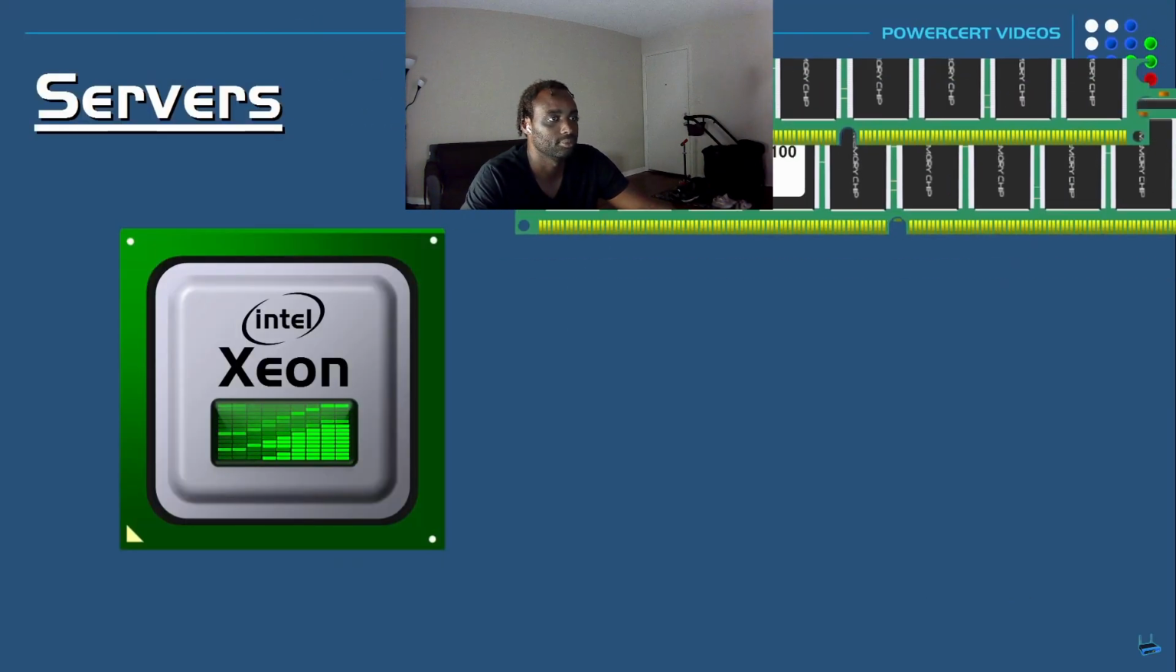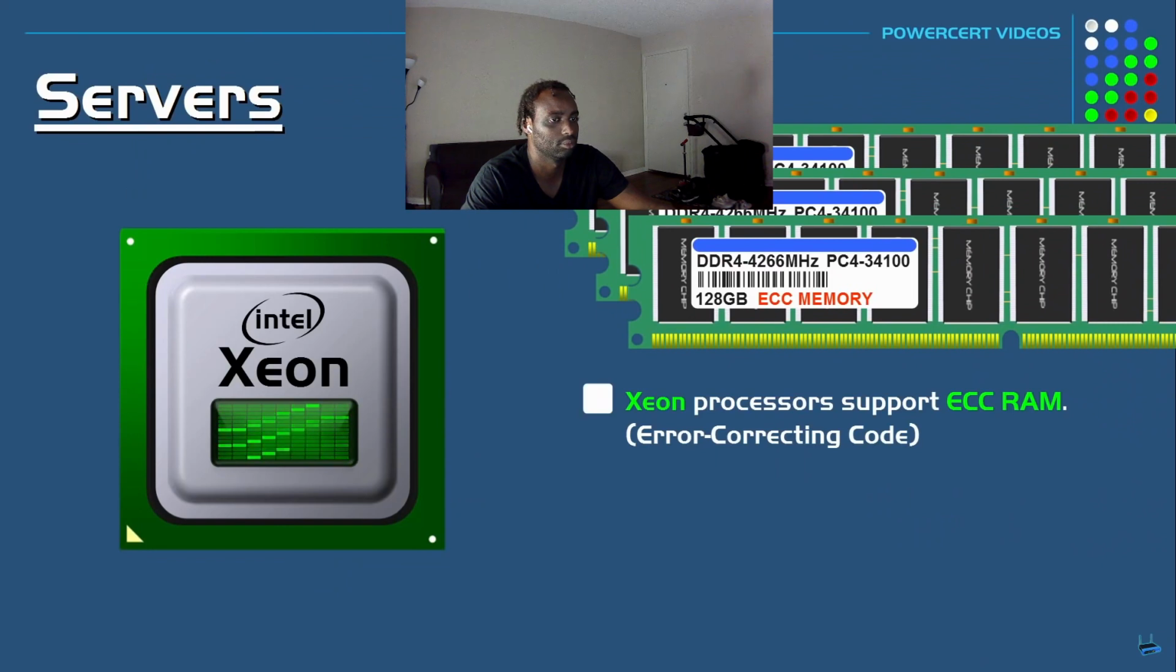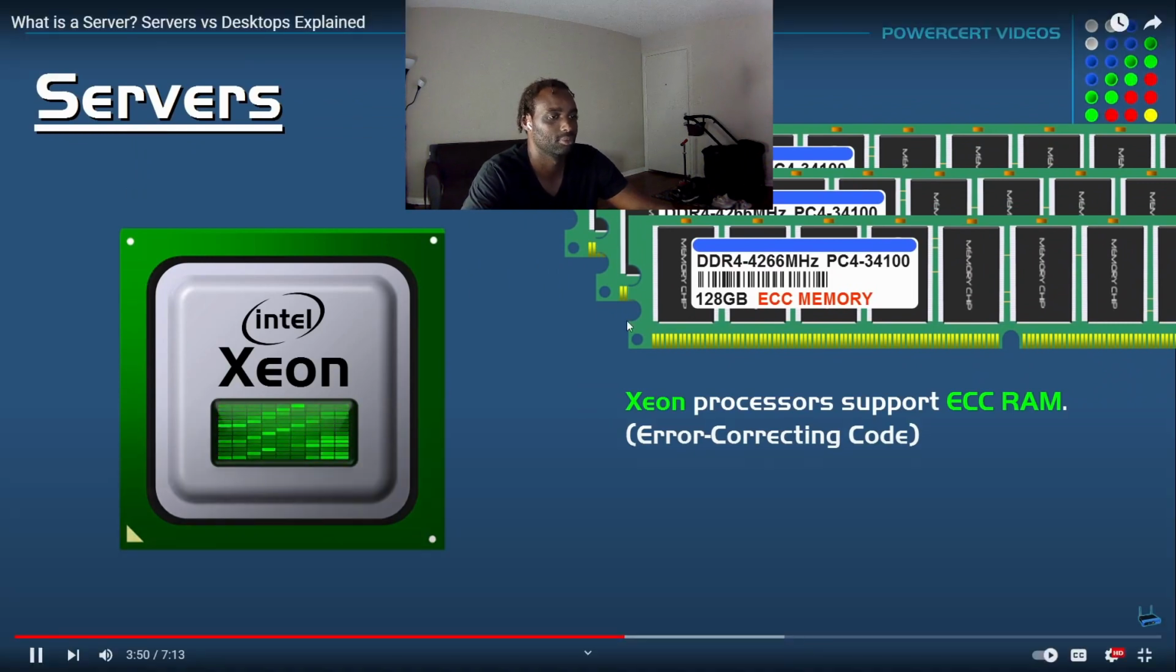And another difference is that Xeon processors support ECC RAM, which is error code correcting memory. They are answering every question that we have, bro. And these are 128 gigabyte RAMs, bro. So these things can really process a lot of information very fast, which makes sense because you got thousands of people accessing this information as opposed to your desktop. You just one dude tapping into it, you know what I'm saying? One dude, one chick tapping into this.